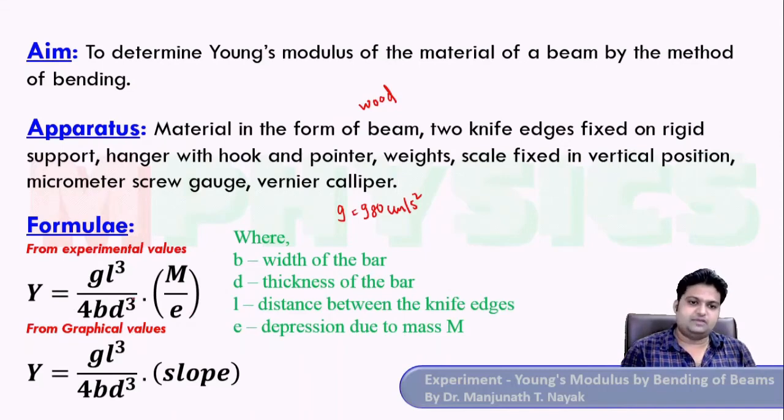Now, the same value can be calculated with all these quantities remaining as they are, but instead of M upon e, we will plot this mass versus depression on a graph paper and find the slope of it. And we will see how much difference we get in the Young's modulus in the two different forms.